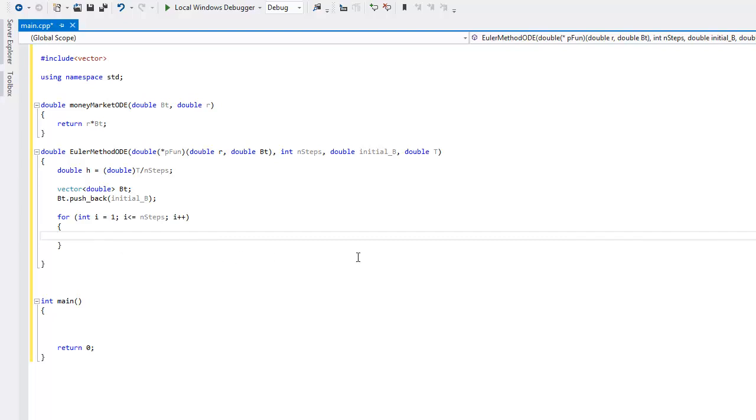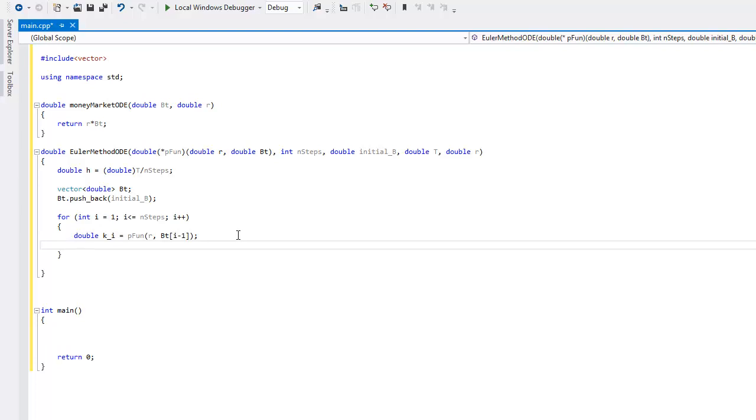So we have constructed a very simple loop, and within this simple loop we always calculate the slope of the derivative, which is double ki is equal to, and this is the result of the function that is referred to by the pointer, so p fun or pt. I also need double r like this. Okay, and bt of the previous step.